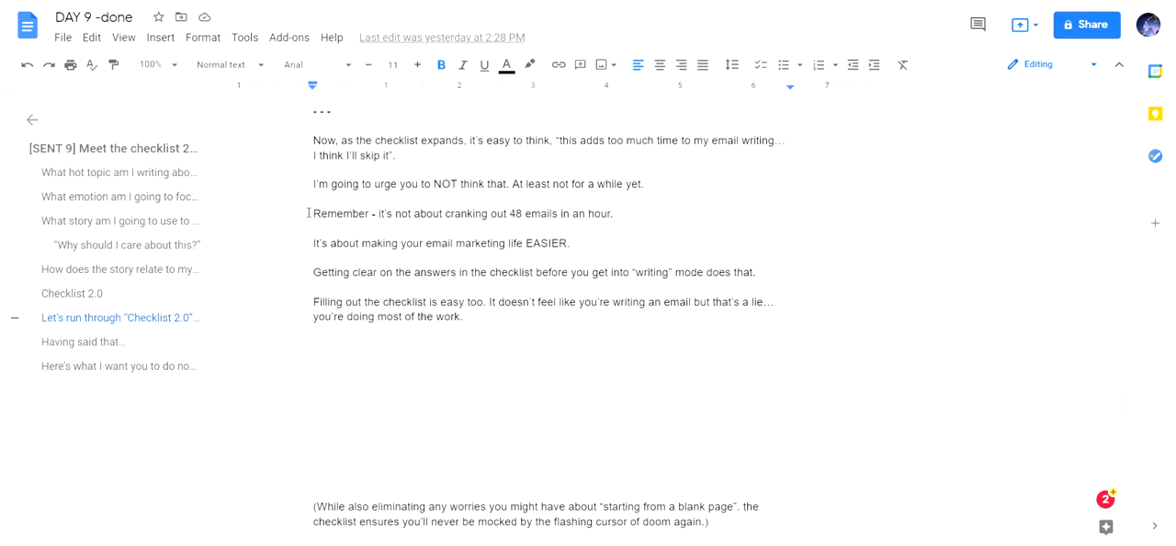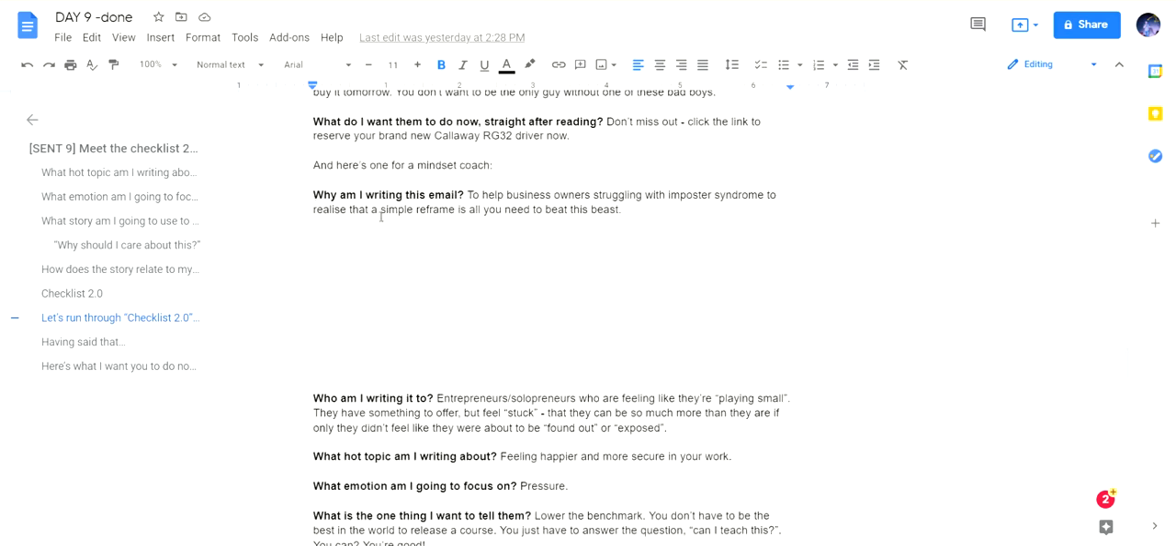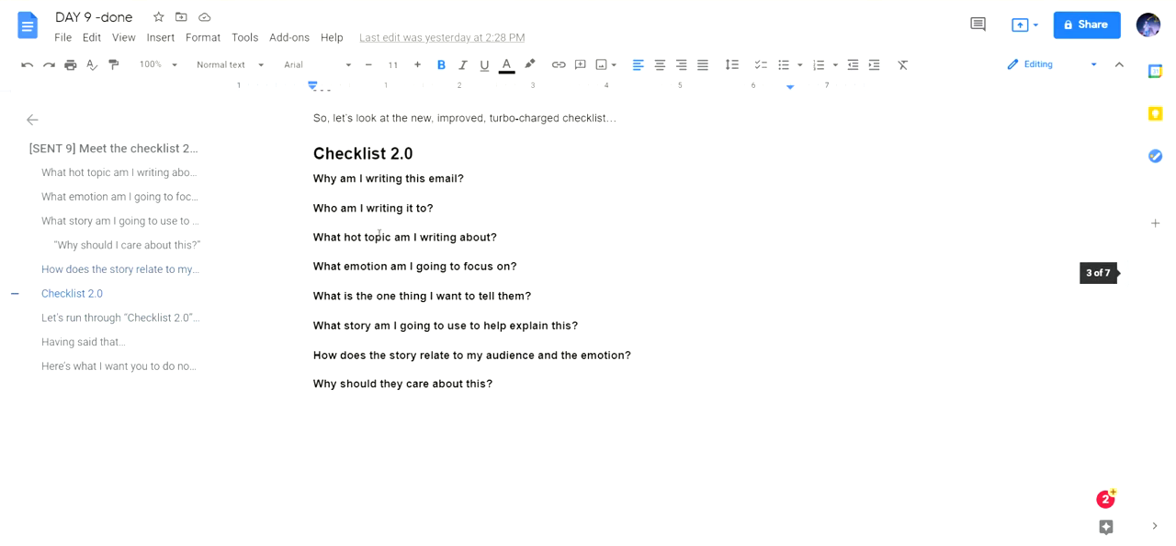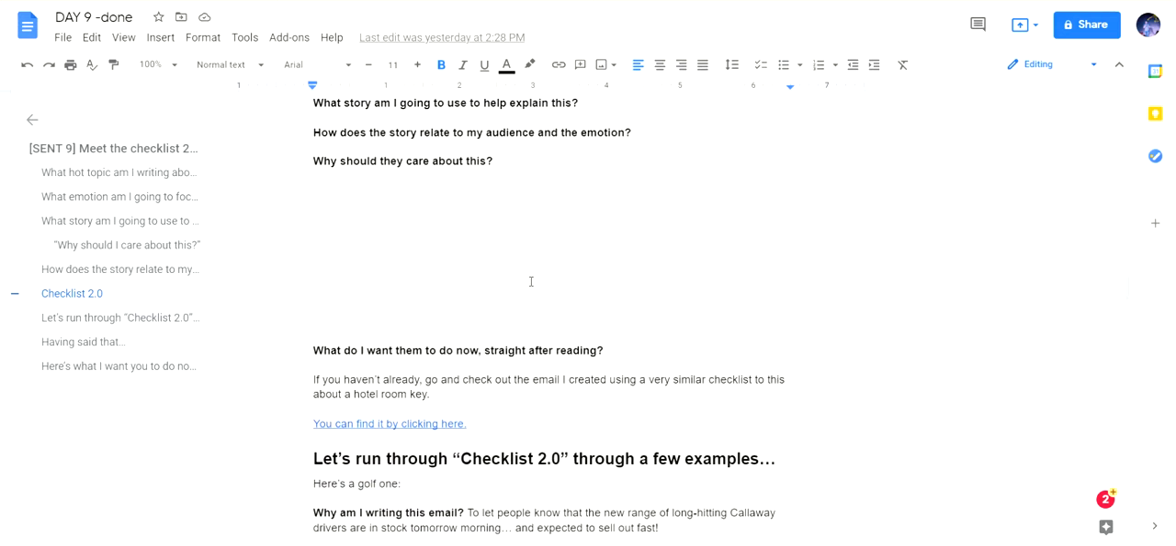Like I say, the whole thing about Sent is it's not about how to crank out 48 emails in an hour. You don't get rewards for that. It's about making email marketing easier. It's about getting up in the morning, facing the blank page, and having the feeling that this isn't going to be as hard as you think. And with this checklist, because it doesn't feel like you're in email writing mode, you just answer the questions and you've done most of the work of the email.